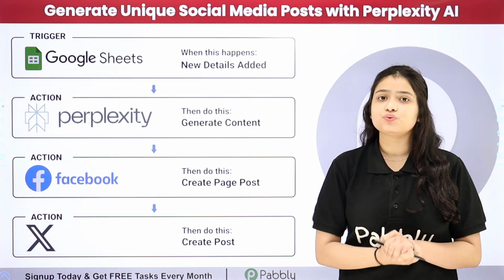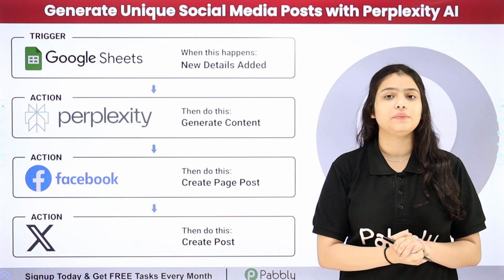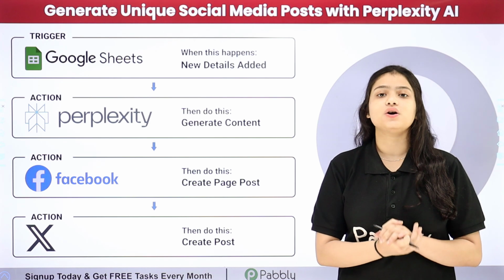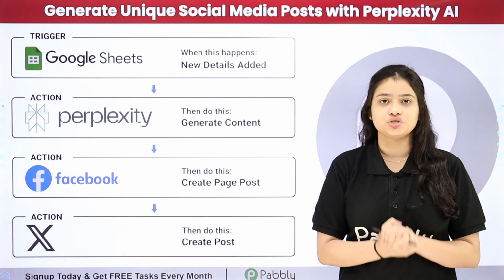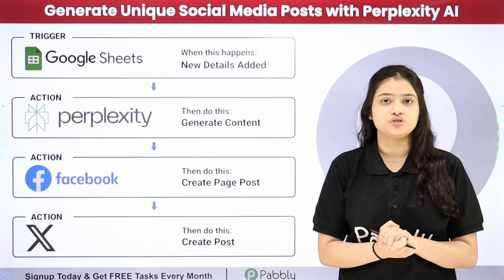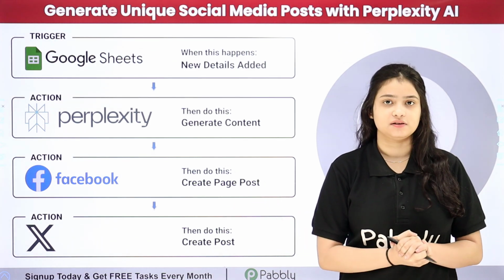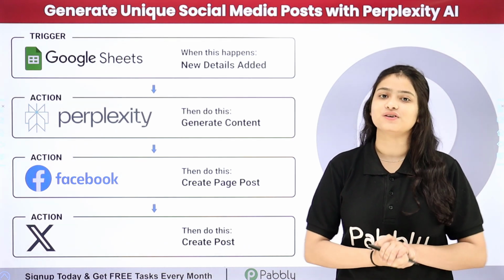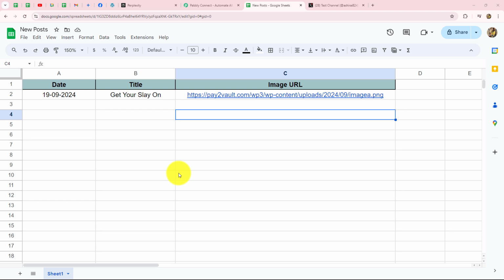So I want that as soon as I add a new title and the image which I want to post on my social media platform in my Google Sheets, automatically on the basis of that title, the content should be generated with the help of Perplexity AI, and after that automatically the post should be shared on my Facebook page and X channel. So if you also want to learn this amazing automation step by step, for that you have to come towards my screen. Welcome to my screen everyone.